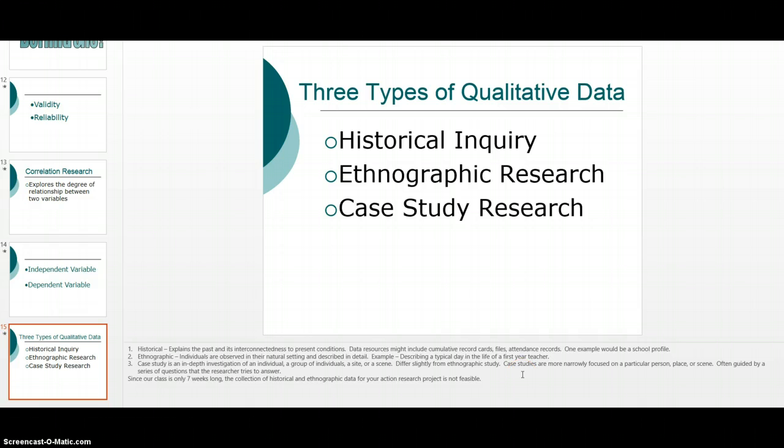I'm also going to upload this PowerPoint just as the PowerPoint without the voiceover. So if you just want to look at the slides and read the notes, you can do that. So good luck determining your research design type. And if you need any help, let me know.